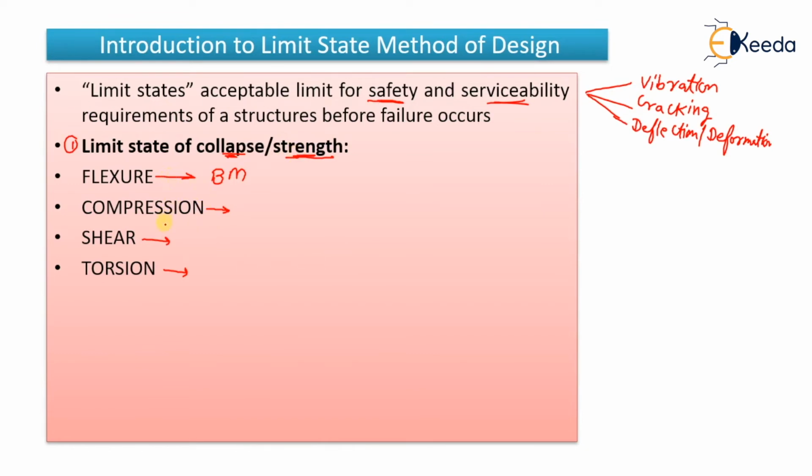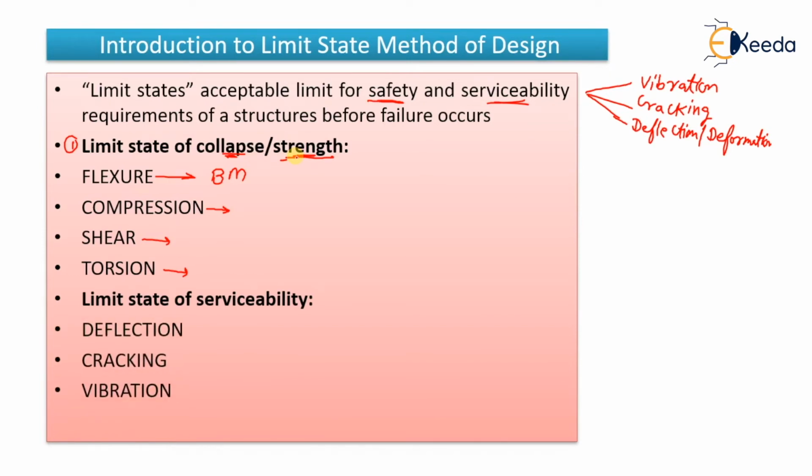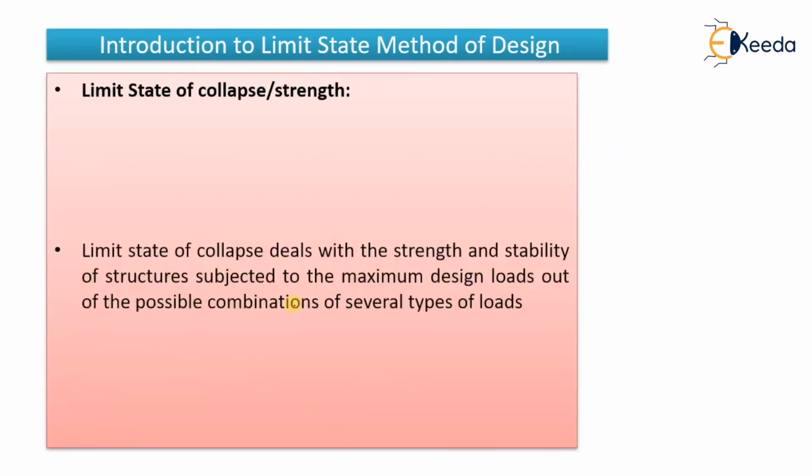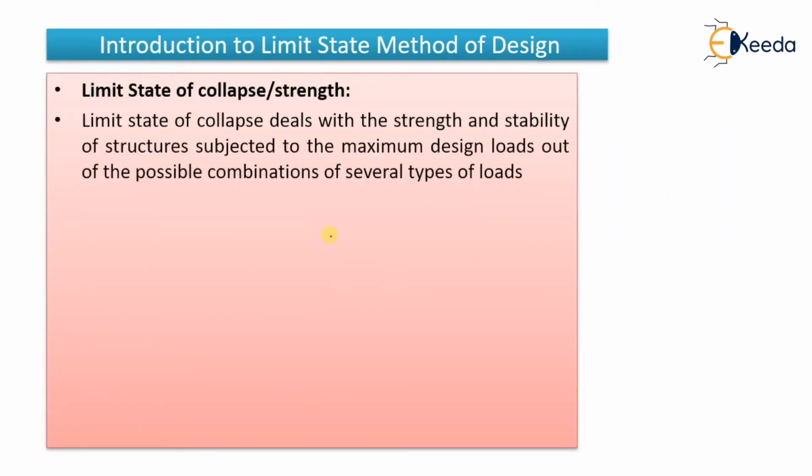Bending moment, shear forces, axial forces, torsions, all will come under the category of limit state of collapse or limit state of strength. Now, limit state of serviceability. So, limit state of serviceability has 3 criteria. I have told you this: deflection, cracking, and vibration. Clear? So, these are the types of limit states. Okay, we will see them. Limit state of collapse or limit state of strength.